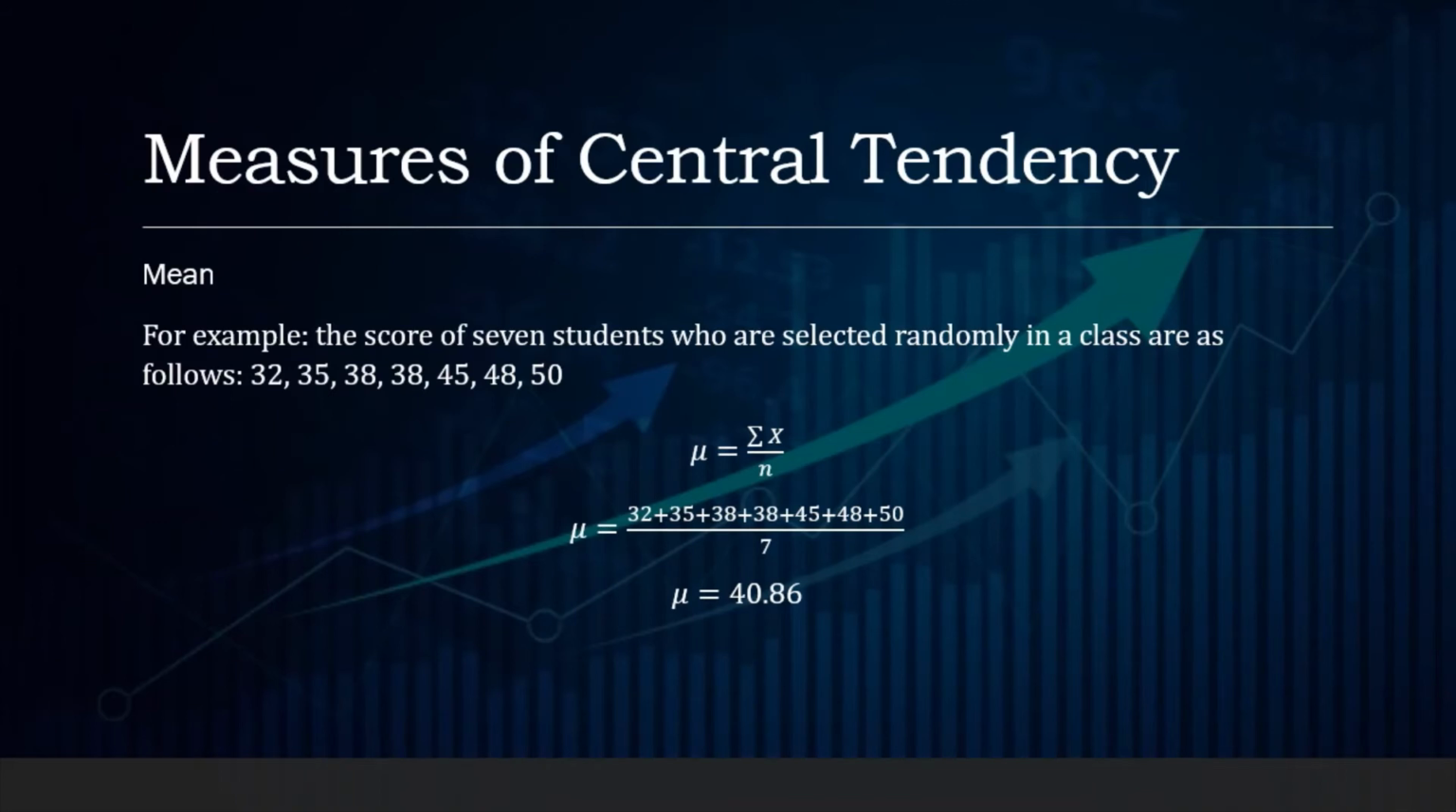Mean equals summation of x divided by n. So we will add all the scores of the 7 students. So mean equals 286 divided by 7 equals 40.86.